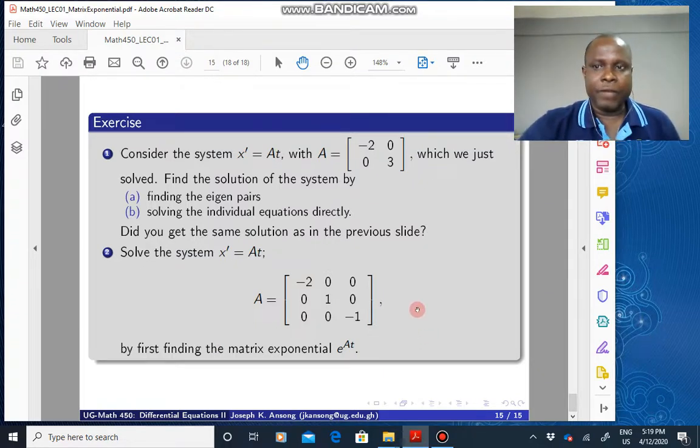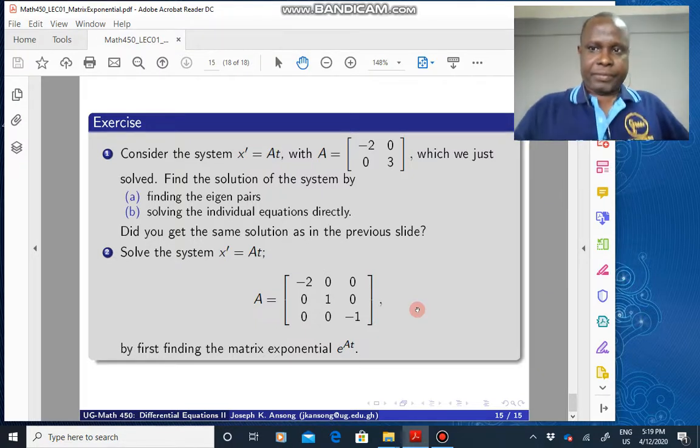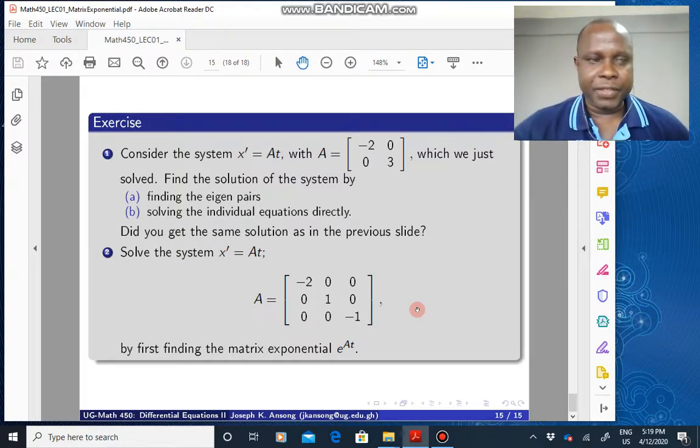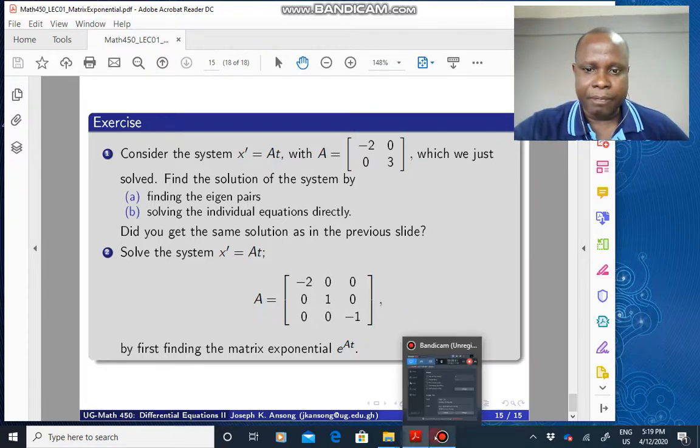Okay, so we've looked at the diagonal matrix, which is a special type of matrix where it is easy to compute the matrix exponential. The next one we'll look at is the nilpotent matrix, and then we'll look at other ways of computing the matrix exponential.